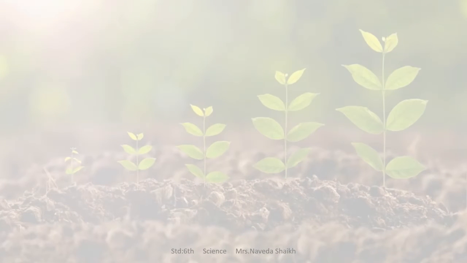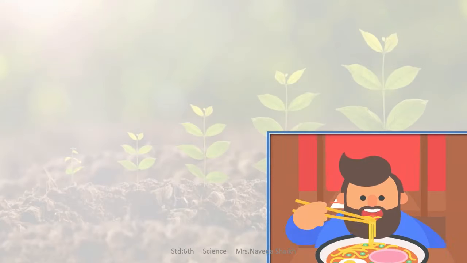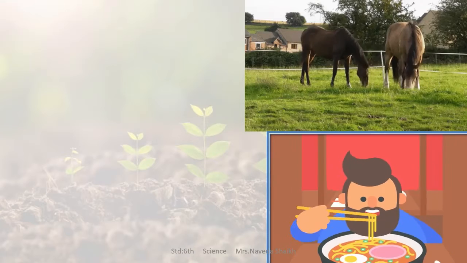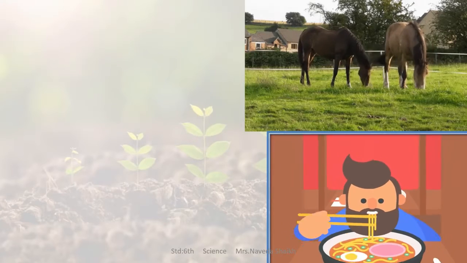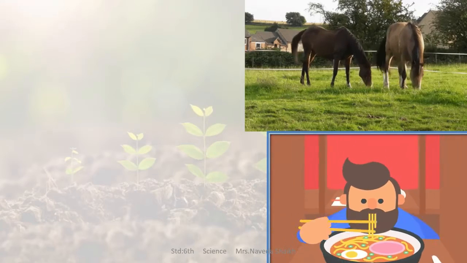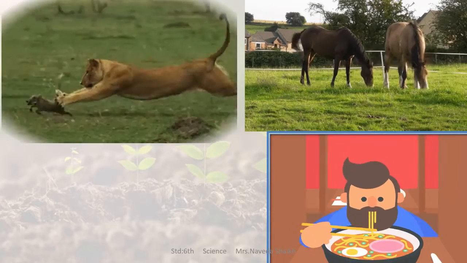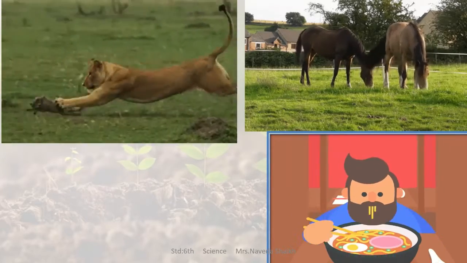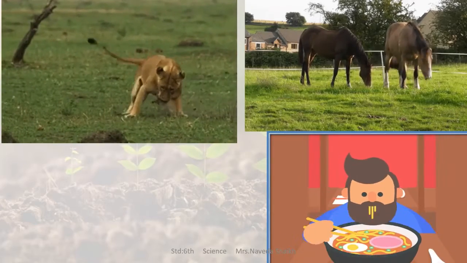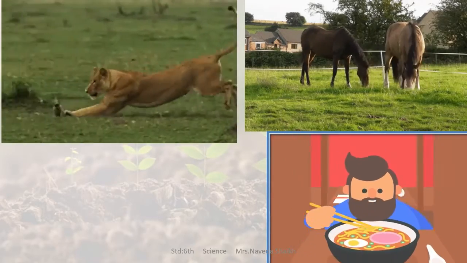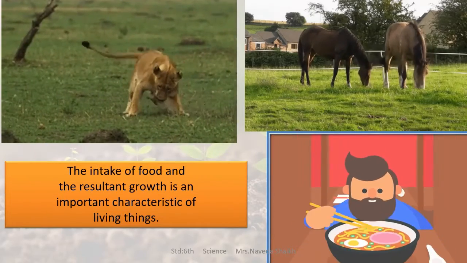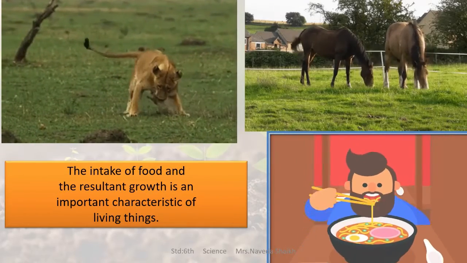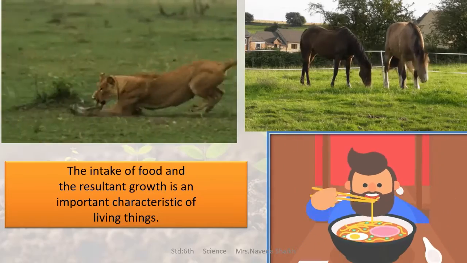So as I told you, even we need nutrients for our growth, and that is why we need to eat everything that is cooked in our house. And here you can see horses eating grass from the land. As I told you, some animals need to hunt for their food, like the lion and the tiger. These animals eat other animals which eat plants. So food is extremely important. The intake of food and the resultant growth is an important characteristic of living things. So it is a very important characteristic of living things, that is intake of food.